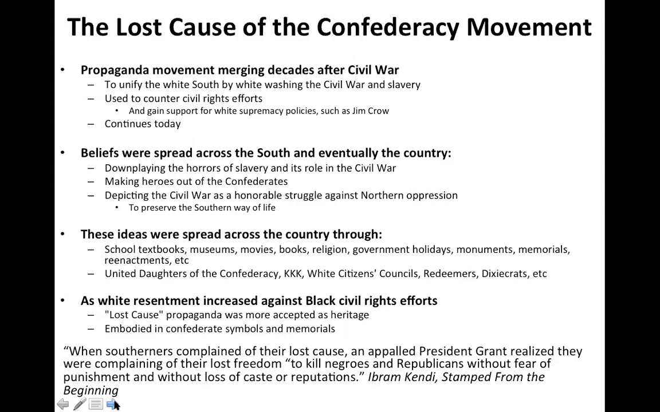So this Lost Cause of the Confederacy is responsible for the vast majority, if not all, of the Confederate monuments that we see throughout this country today. I'm not saying all, but I'd say definitely the vast majority of Confederate monuments and statues. It is responsible for textbooks that downplay slavery and glorify Confederate histories.